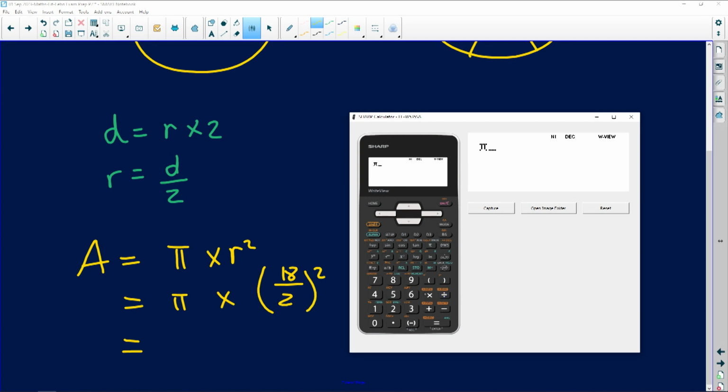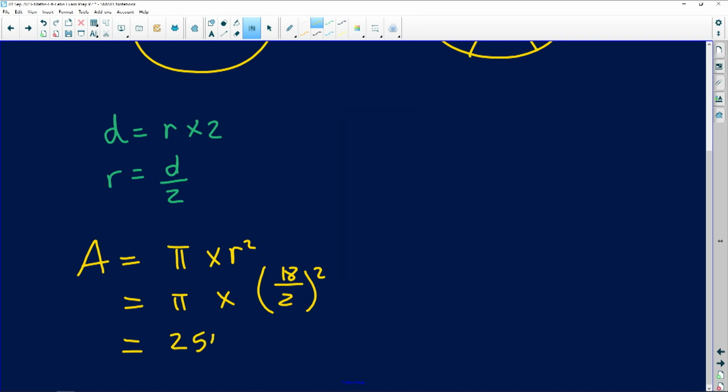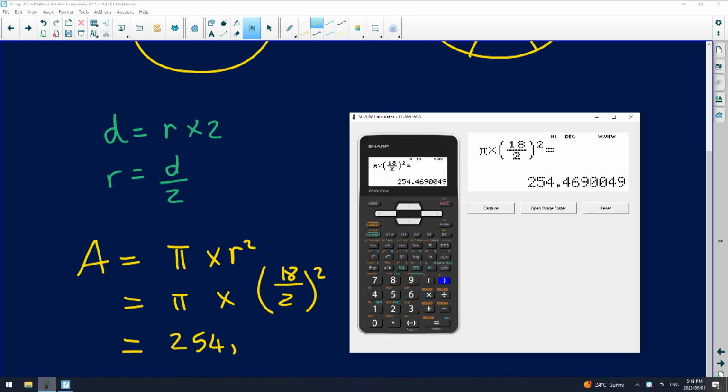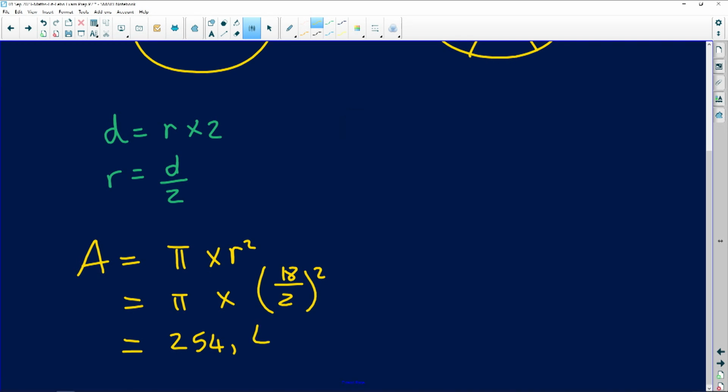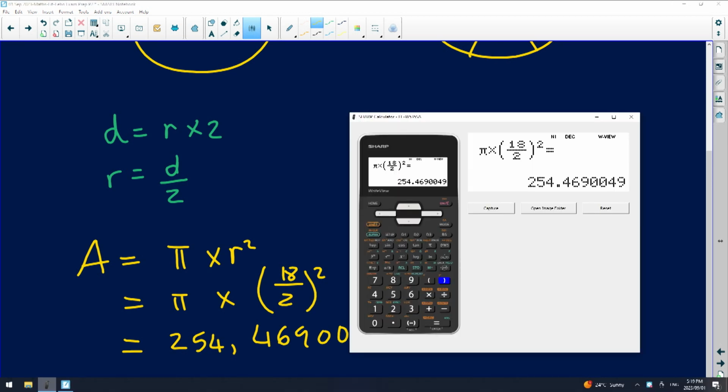So pi times 18, oh, sorry. You see what I did there? 18 divided by 2, because we're finding the radius, squared. And that's going to give you 254 comma 46900, 4690049.